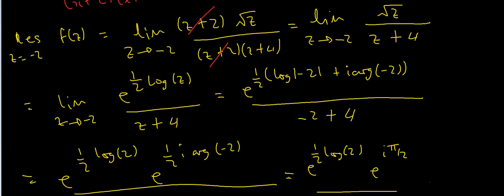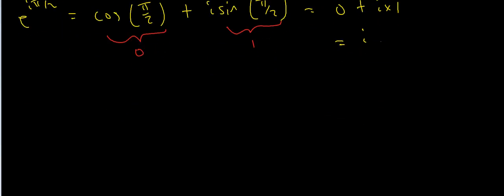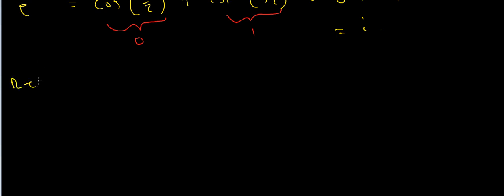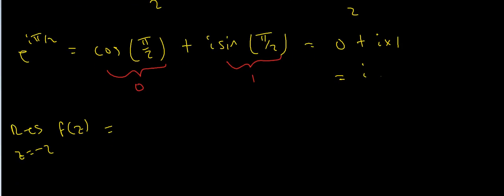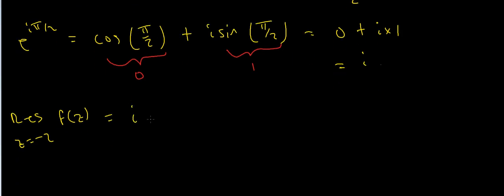So that whole thing, what do I want to write? So the residue at z equals minus 2 of f of z, that's just equal to, what do I have? Well, I've got i times e to the 1/2 log 2 divided by 2.